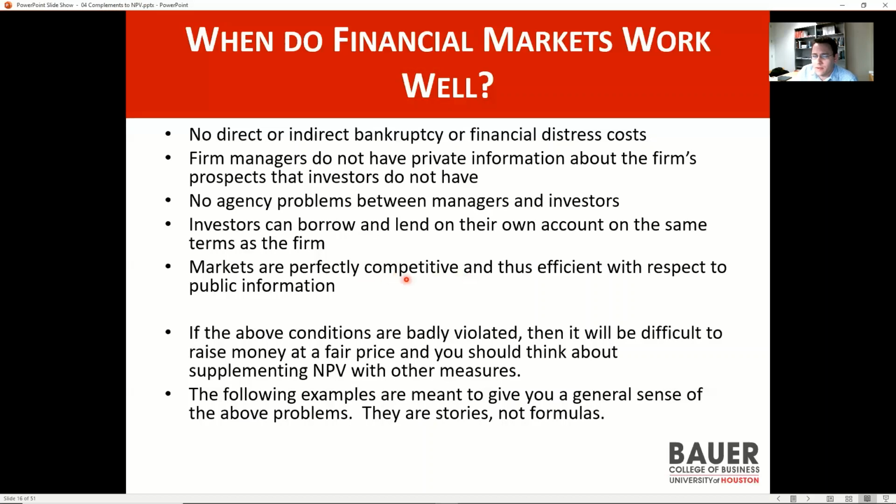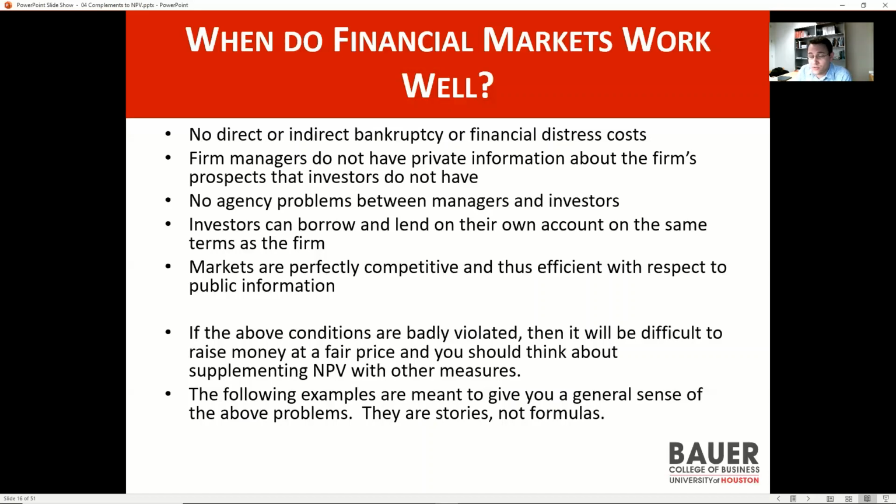And then finally, we talk about markets being competitive and efficient with respect to public information. What does this mean? This means that if you look at the stock market, the price of a company on the stock market should reflect the information that's out there. If the prices are noisy or inefficient, then the prices are wrong. And if the prices are wrong, then you may have trouble raising money.